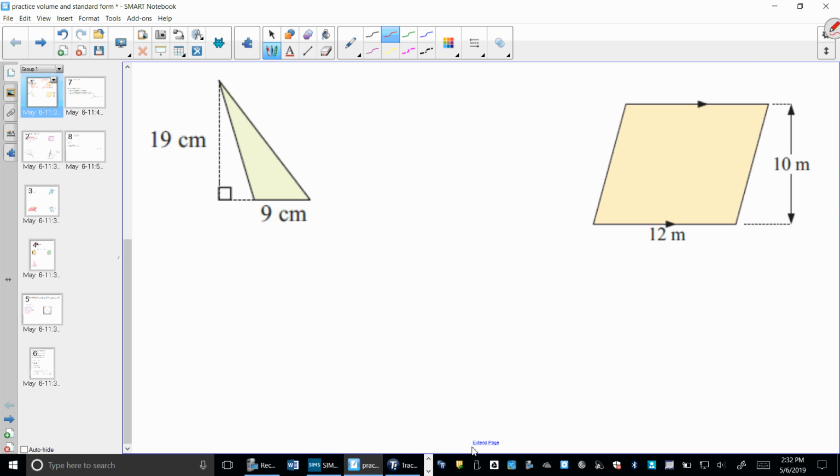So, what shape is this next one, Maya? Triangle. What's my base and what's my height? Good girl. 9 multiplied by 19 divided by 2. Again, doesn't matter what the answers are. What shape is the next one? This one is a parallelogram. Good. How do you find the area of a parallelogram, Madison?